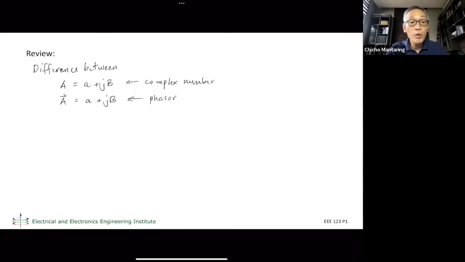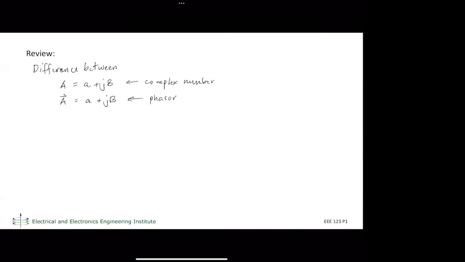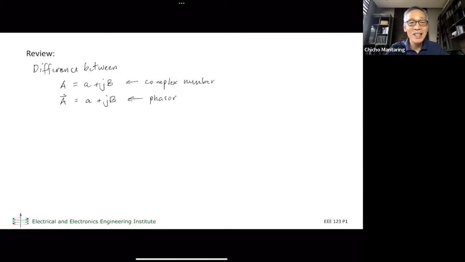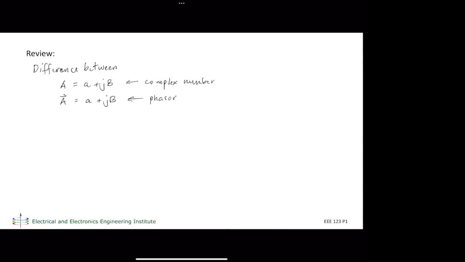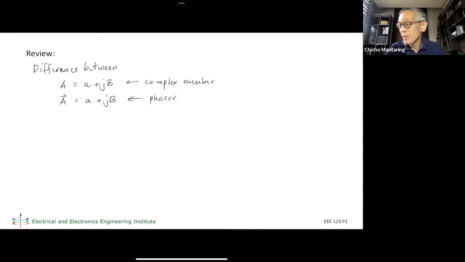Okay, so what is the difference between a complex number and a phasor? Joseph. Nakalimutan na. Yes po. Albert, may idea ka? What is the difference between a complex number and a phasor? Nakalimutan na rin. Are you with us, Albert? Yes, sir. Okay, the difference is, yung complex number is just a point in your complex plane, no?